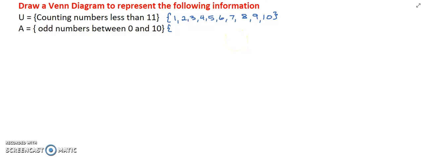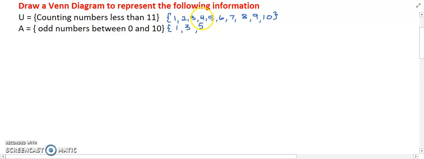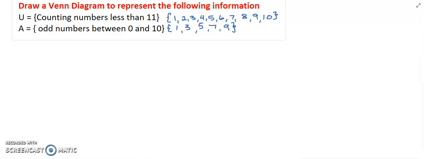Okay, so now we're looking at the odd numbers between 0 and 10. So the odd numbers between 0 and 10, we know we would not even think about 0, and we wouldn't think about 10 because we're talking about between. Between does not include 0 and 10. So the odd numbers we have 1, 3, 5, 7, 9. Okay? So those are the odd numbers between 0 and 10.